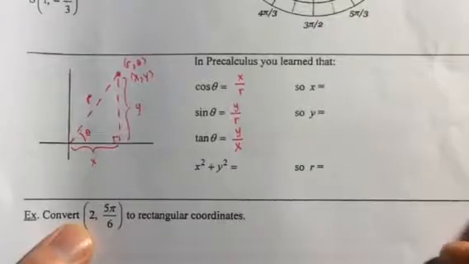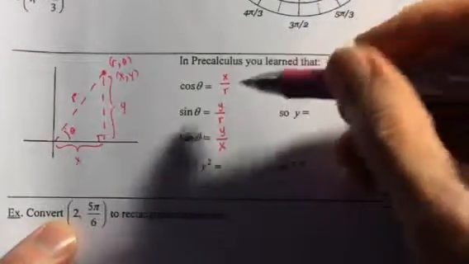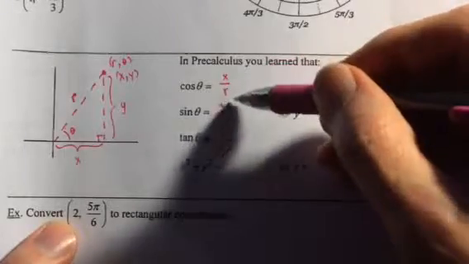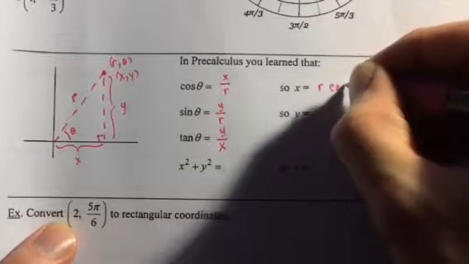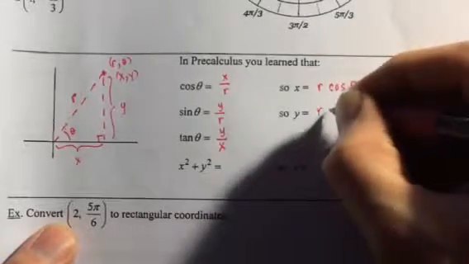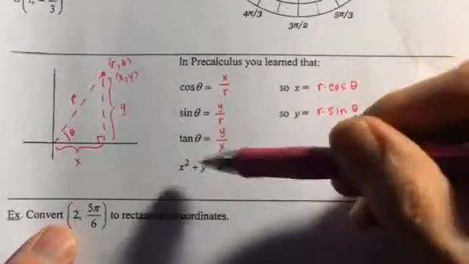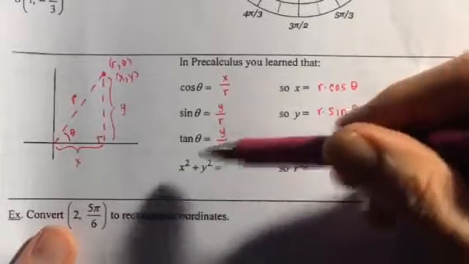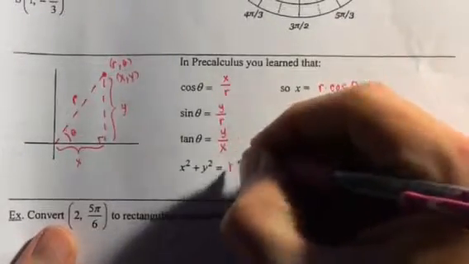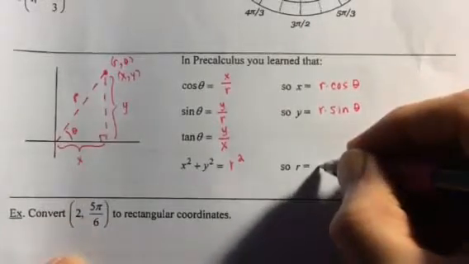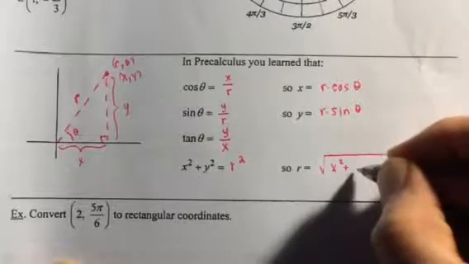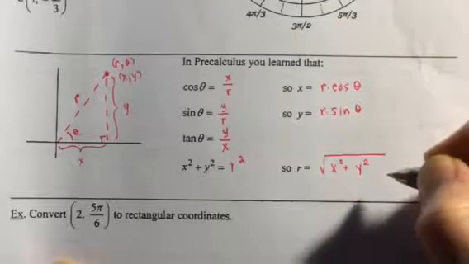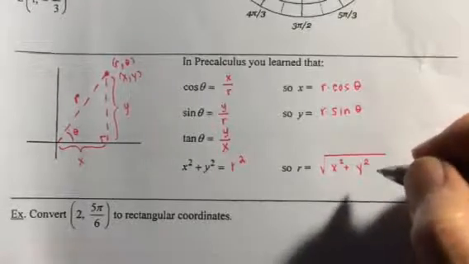So then using that idea, if we needed to figure out what x was, we would have to multiply both sides by r. So x is r times the cosine of theta. y is r times the sine of theta. And then down here we have our Pythagorean theorem, x squared plus y squared is equal to r squared. So if we needed to find r, that would be the square root of x squared plus y squared. Alright, keep it on going here.